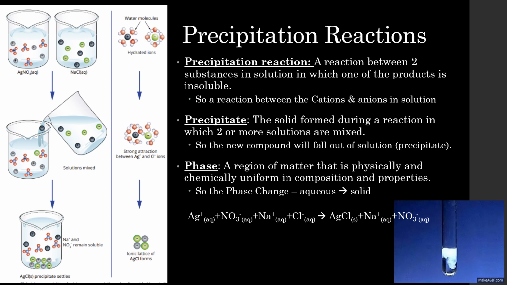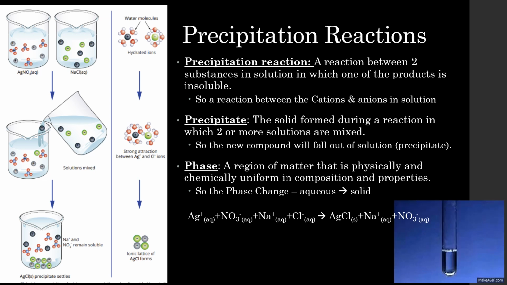Now, a phase is a region of matter that is physically and chemically uniform in composition. So remember, solutions are homogeneous and there's one phase, but in a precipitation reaction we're going to end up with a couple of phases. There's going to be the solution and then there's going to be the precipitate.